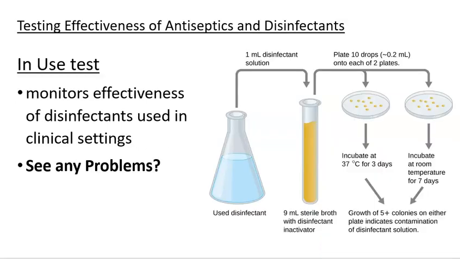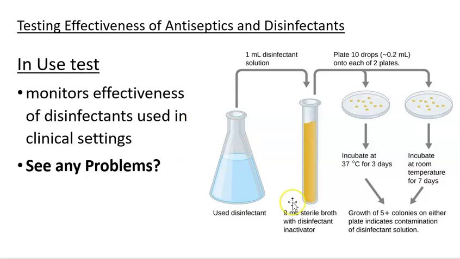The last method is a little weird when we consider what it is, because this is what's known as the in-use test. And what you're doing with this is basically determining whether or not the disinfectant is still working, especially if you're using this in something like a clinical setting. So maybe you're running into some problems with cross-contamination, or a lot of infections are occurring, and you want to see, is my chemical actually contaminated with something?